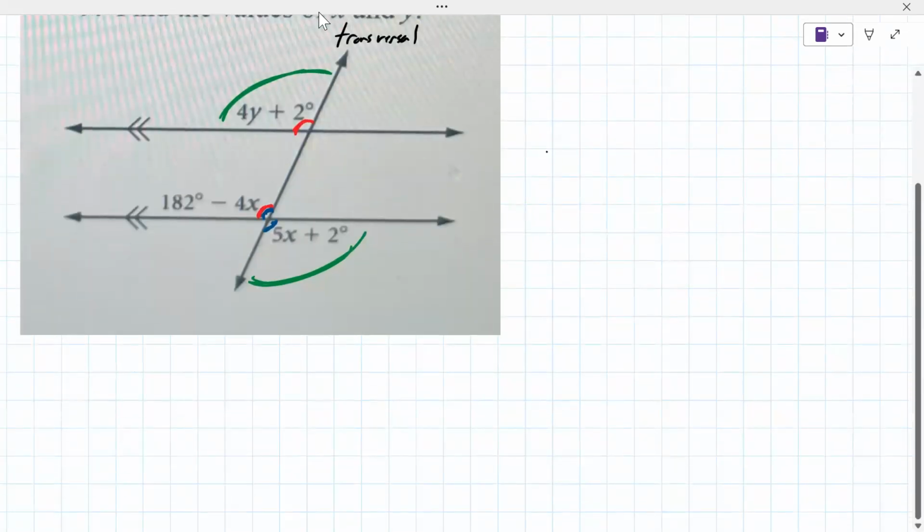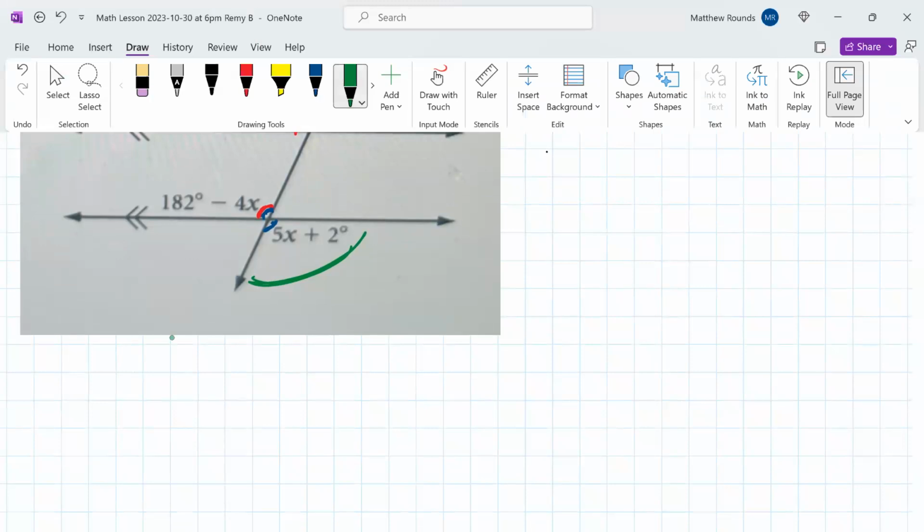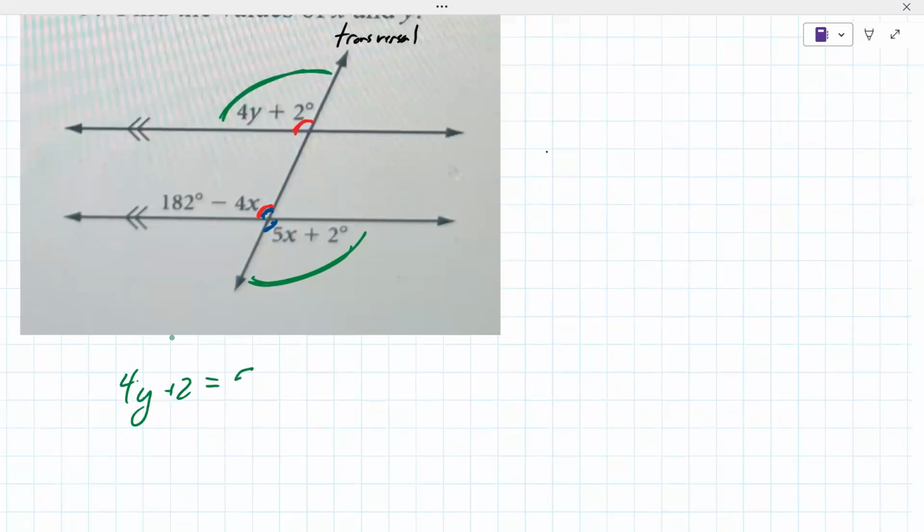The first is in the green. Let me do it color coded here for you. 4y plus 2 equals 5x plus 2. Those are the alternate exterior angles. In red, you remember what these are called?